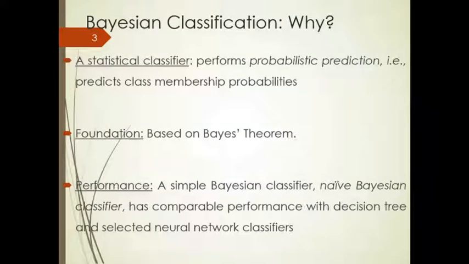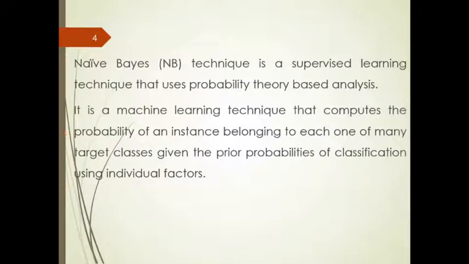We'll see Bayesian classification. Why is it required? It's a statistical classifier, performs probabilistic prediction, that is, predicts class membership probabilities. The foundation for the Naive Bayes classifier is Bayes theorem, and the Naive Bayes classifier is a simple Bayesian classifier. A Naive Bayesian classifier has comparable performance with decision tree and selected neural network classifiers. Thus, we are going for the Naive Bayes classifier. It outperforms decision tree and neural network classifiers.